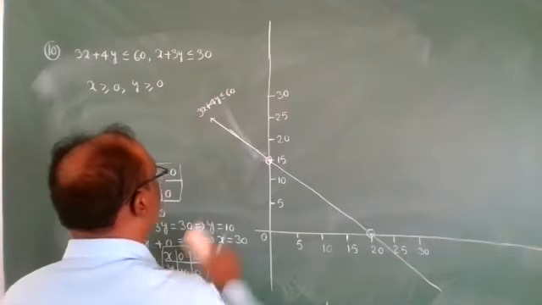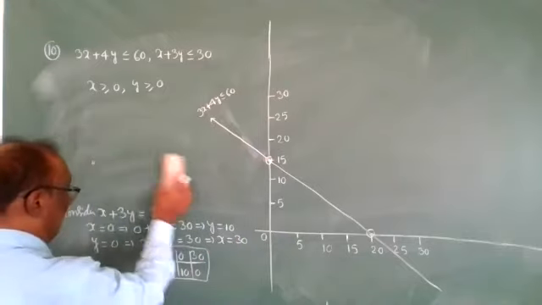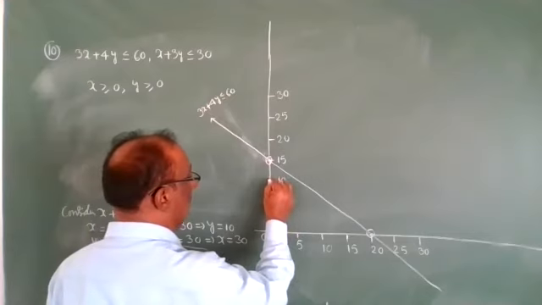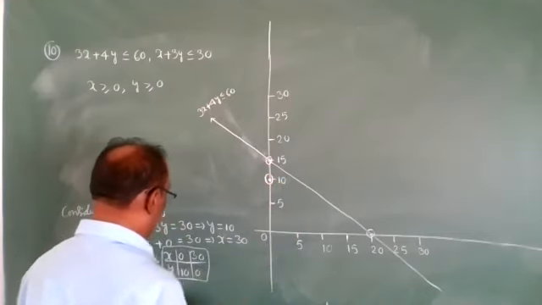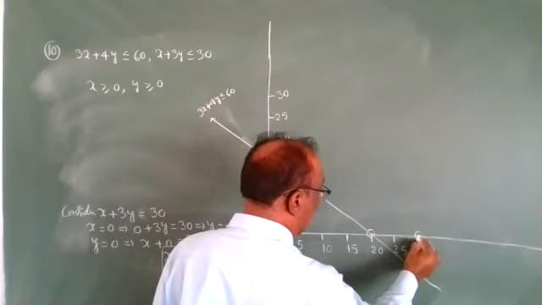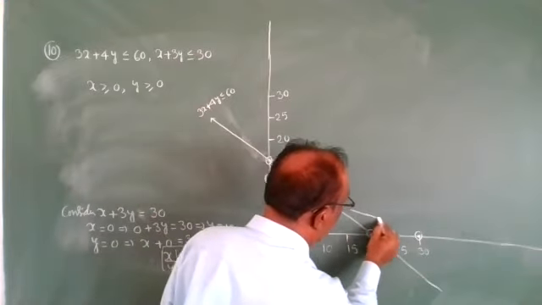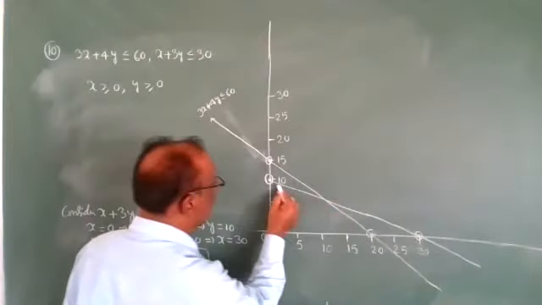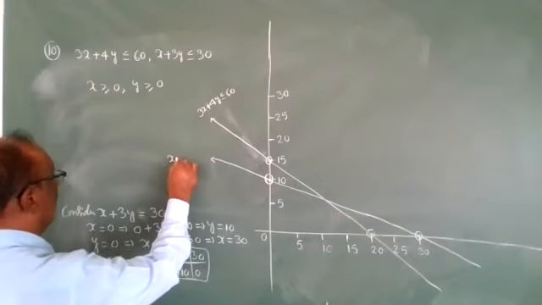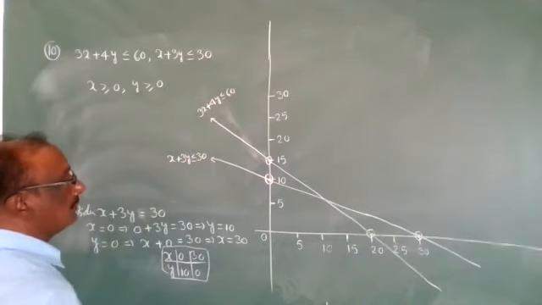Right. Next one, everyone go through the next one. The second equation is: x 0, y 10; y 0, x 30. Carefully join. This line equation is x plus 3y is less than or equal to 30.